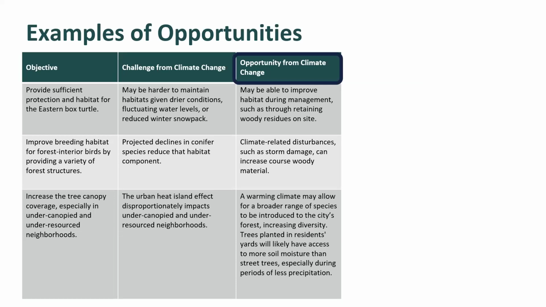Let's return to the previous example with a new column describing opportunities. The second row, improving breeding habitat for forest interior birds, now has an opportunity described as climate-related disturbances such as storm damage can help increase coarse woody material.